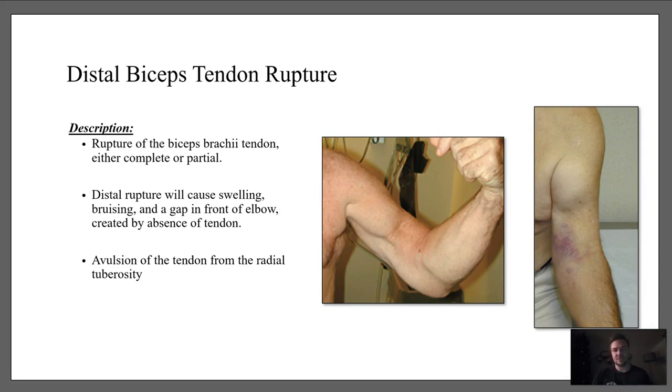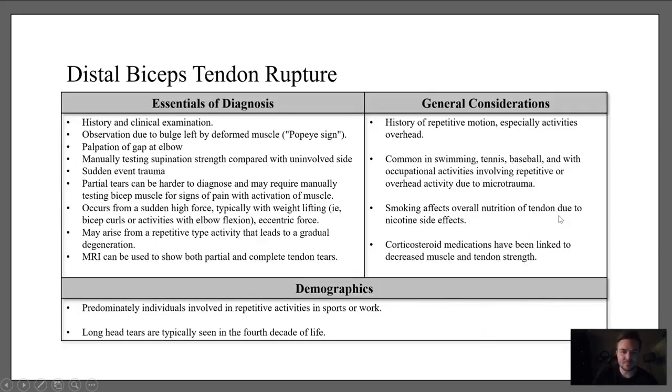And you can see some pictures here on the right of your screen of the obvious gap here, and then the bruising here where the distal bicep tendon was. You can see the retraction, this Popeye deformity. So essentials of diagnosis, you're going to take history and clinical. Usually there's a bulge left by the deformed muscle, palpation and gap of the elbow. We've talked about this already extensively. Partial tears can be harder to diagnose, may require manual testing of the bicep muscle, and I'll give you some special tests to look at that.